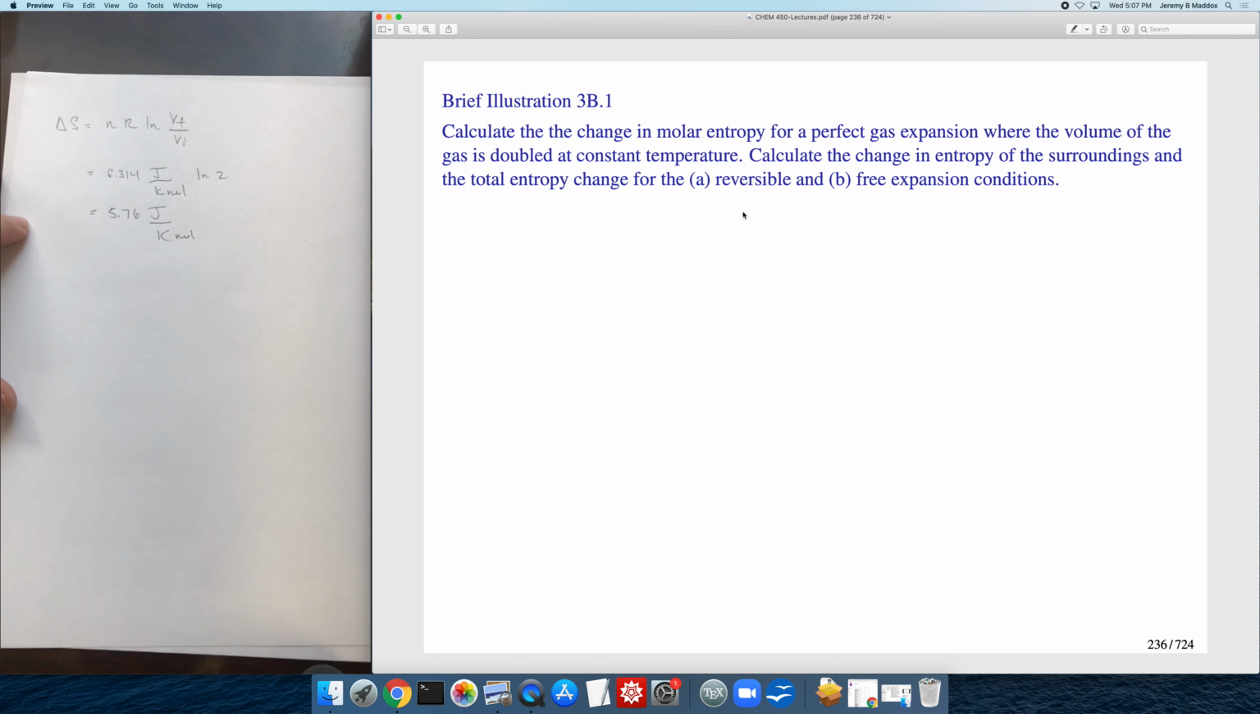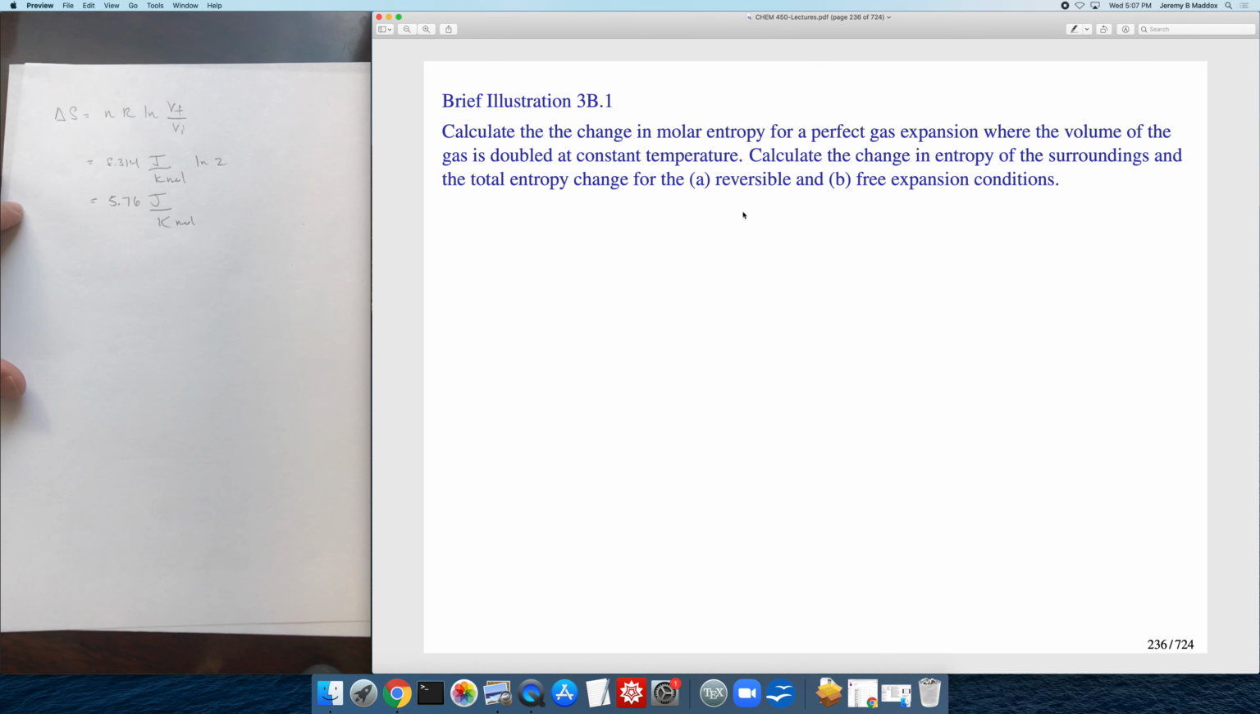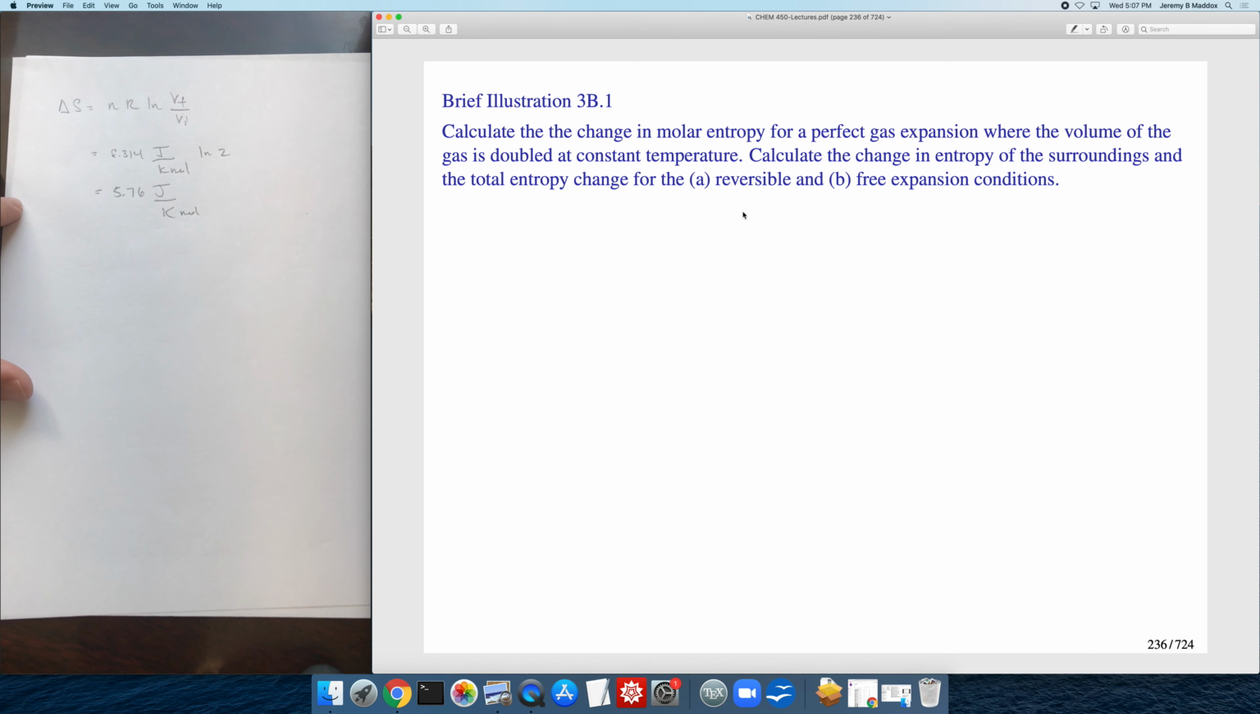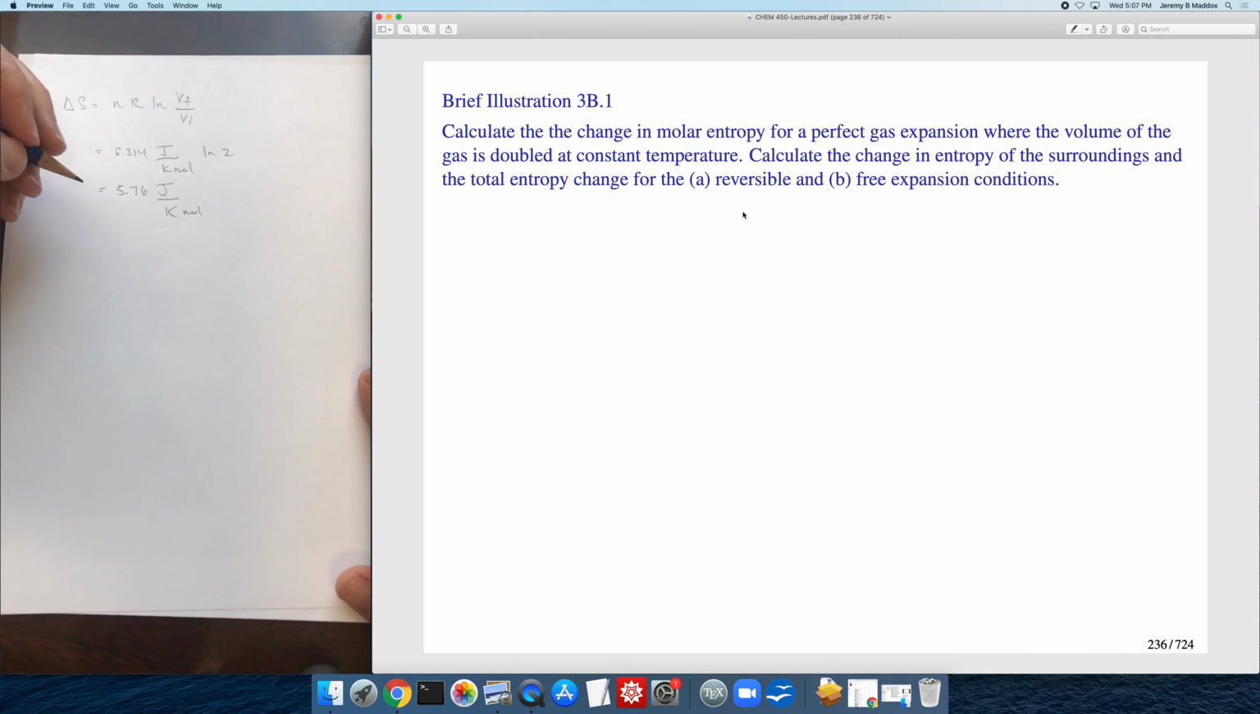In the follow-up problem, it's a little bit more complicated because they're asking us about the surroundings. Okay, so they want us to calculate the change in the entropy of the surroundings and then calculate the total entropy change, so that is system plus surroundings, for two different paths, the reversible path and the expansion under free expansion with zero external pressure. So for part A, let's start with the surroundings.